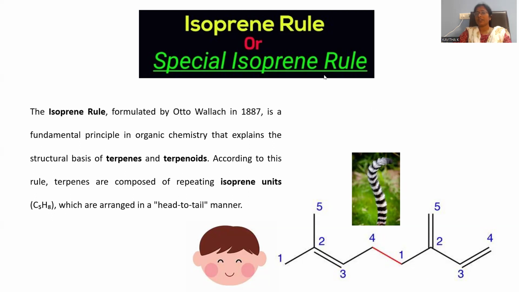If we observe the special isoprene rule, there is a possibility of tail to head as well. That means the fourth carbon must be combined with another fourth carbon also. That is another special isoprene rule, we can say. Generally, most of the terpenes or terpenoids are composed by the isoprene rule, that is, head to tail arrangement will be available. But there is another tail to tail arrangement that is also possible.